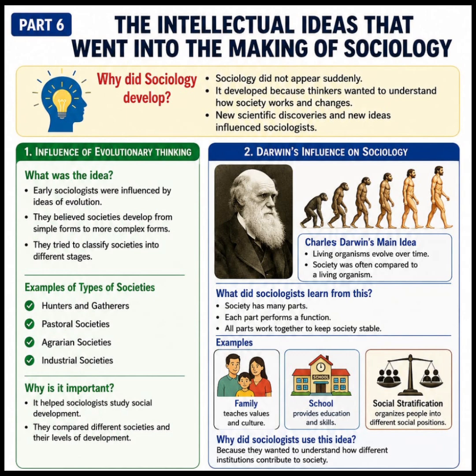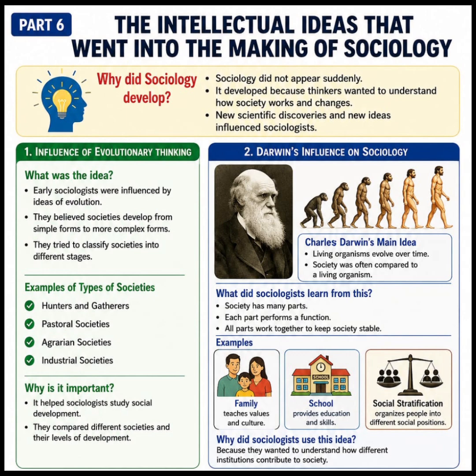Influence of evolutionary thinking. What was the idea? Early sociologists were influenced by ideas of evolution. They believed societies develop from simple forms to more complex forms. They tried to classify societies into different stages. Examples of types of societies are hunters and gatherers, pastoral societies, agrarian societies, and industrial societies. Why is it important? Because it helps sociologists study social development. They can easily compare different societies and their levels of development.